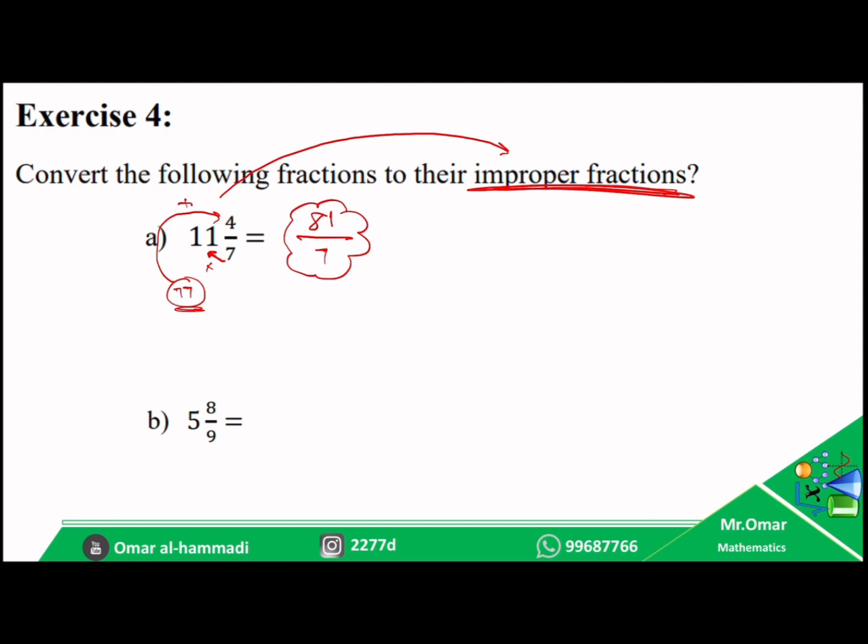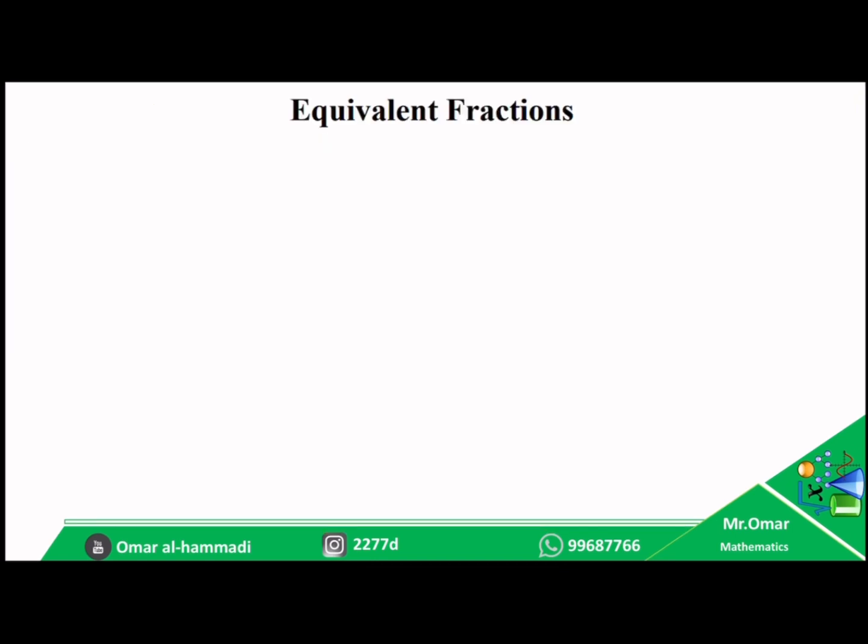Again, 9 multiplied by 5 will give us 45. Then we add the 8, which gives us 53 divided by 9. So see, the denominator does not change, 7 and 7, 9 and 9. Only the numerator changes. Great.